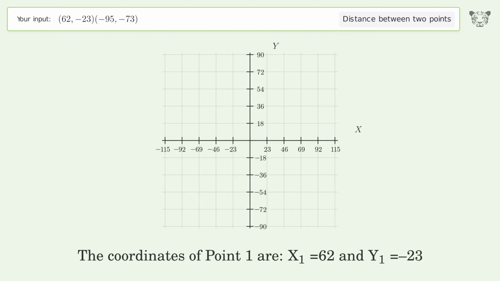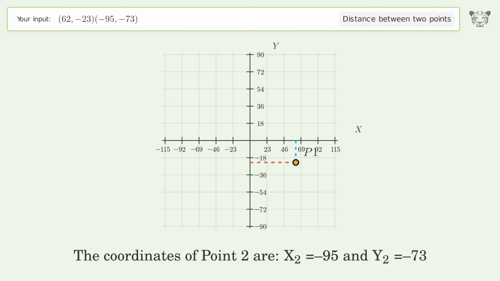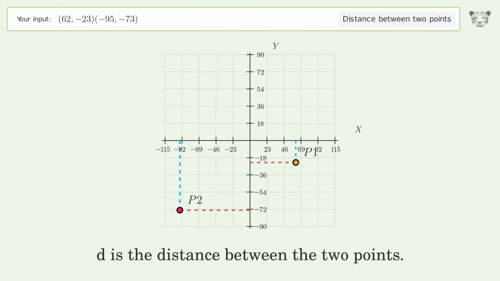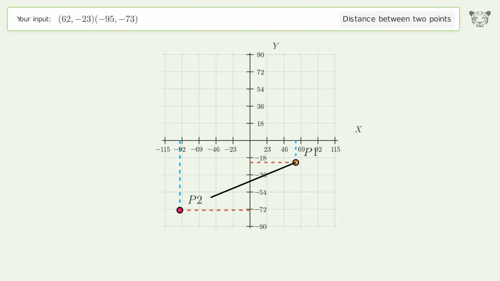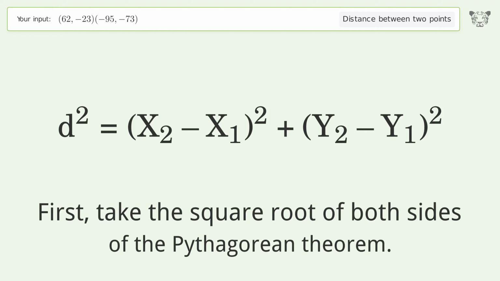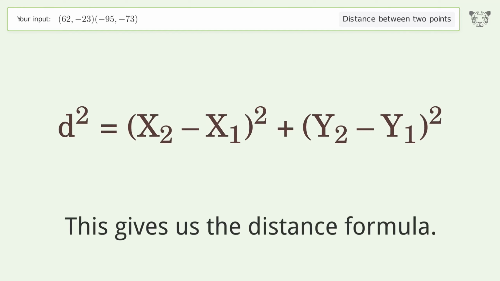The coordinates of point 1 are x1 equals 62 and y1 equals negative 23. The coordinates of point 2 are x2 equals negative 95 and y2 equals negative 73. D is the distance between the 2 points. First, take the square root of both sides of the Pythagorean theorem. This gives us the distance formula.